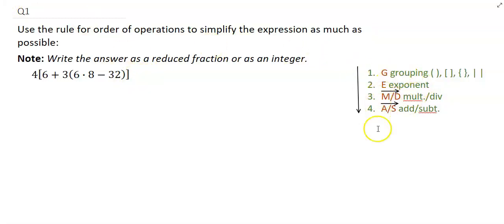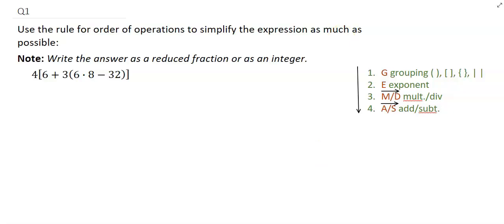You are very familiar with the rule that we use the acronym GEMDAS, G for grouping. So any symbols that involve parentheses, brackets, braces, or absolute value. Then the next operator that we're going to look for is exponent, and then multiplication, division, and finally the last one that we take care of is addition, subtraction. Then multiplication, division by themselves, you do left to right, and addition, subtraction by themselves, you just do from left to right.